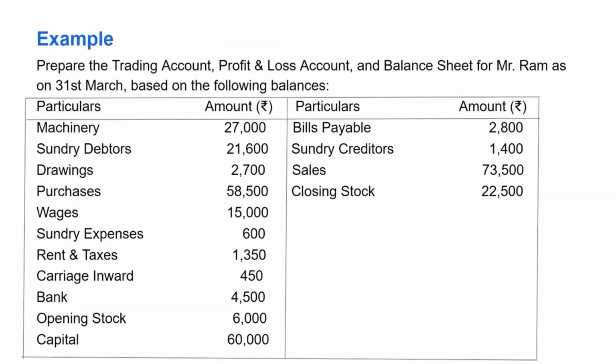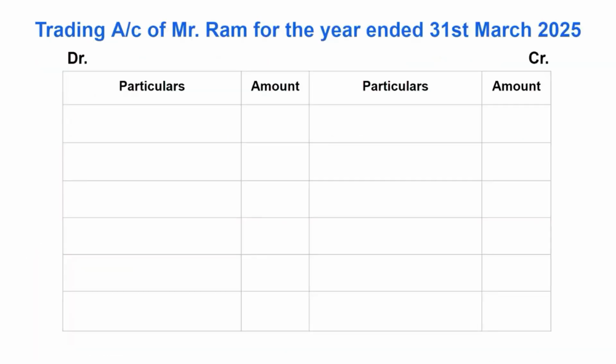Purchases 58,500. Purchases we record in the trading account. That is, purchase is an expense, 58,500, we record on the debit side. Let's see how we'll record it. This is the format of the trading account. Trading account of Mr. Ram for the year ended 31st March 2025. Debit side and credit side. Particulars, amount. And on the debit side we record to purchases 58,500.